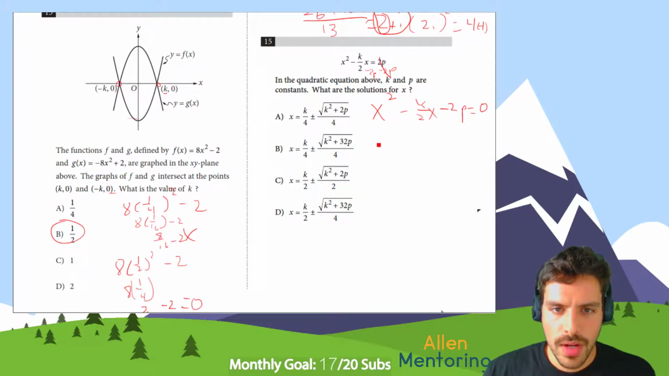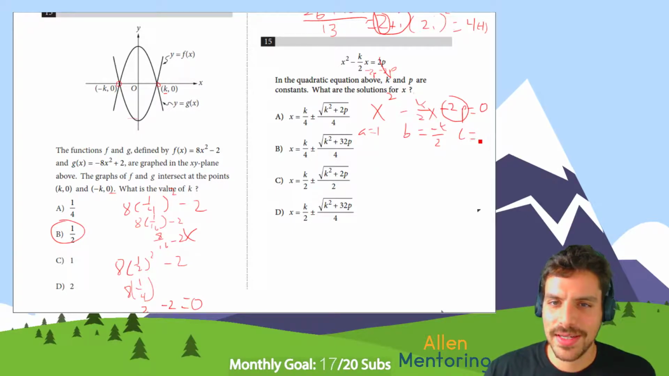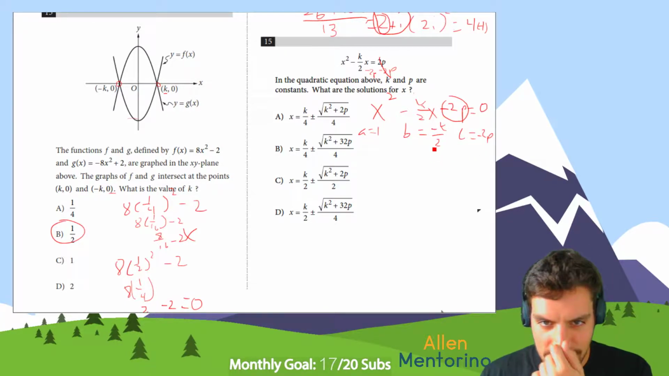And so now A is equal to 1. Okay, it's 1x squared. B is equal to negative k over 2. Okay, that's the term that's next to the x. And c is equal to this entire negative 2p, right? Because we know that p is a constant, so it's included in this. So that's what a, b, and c are.